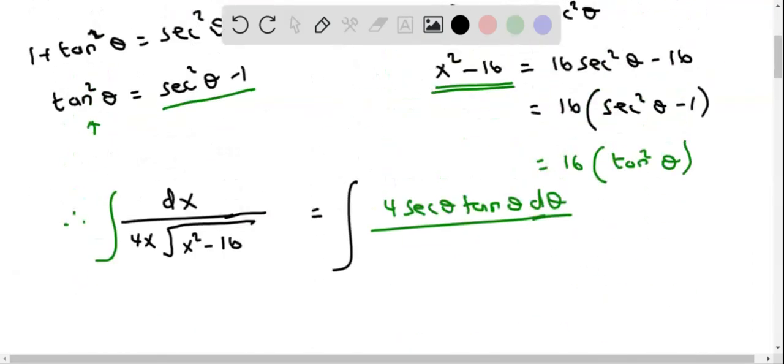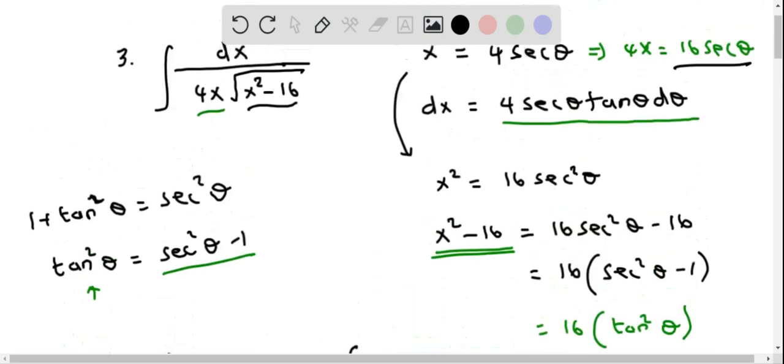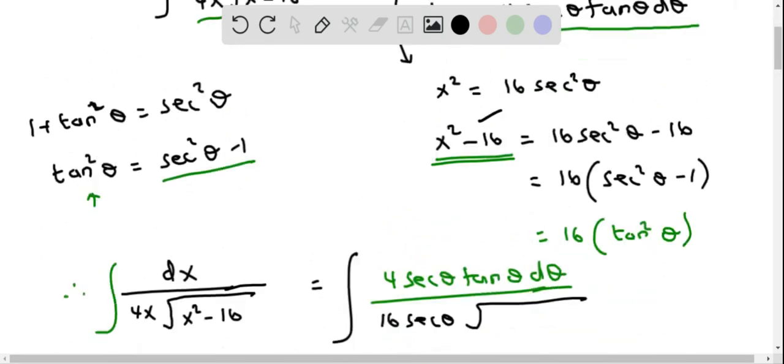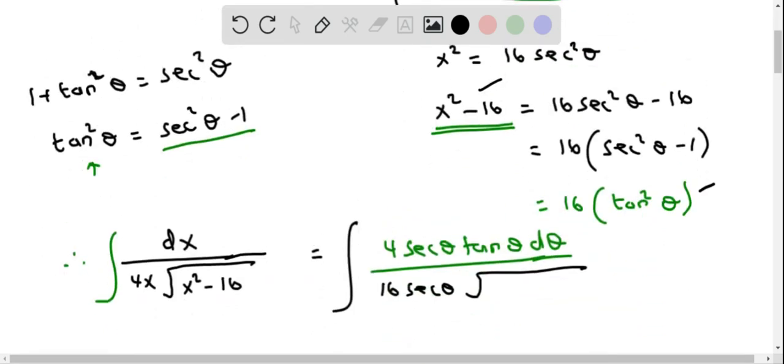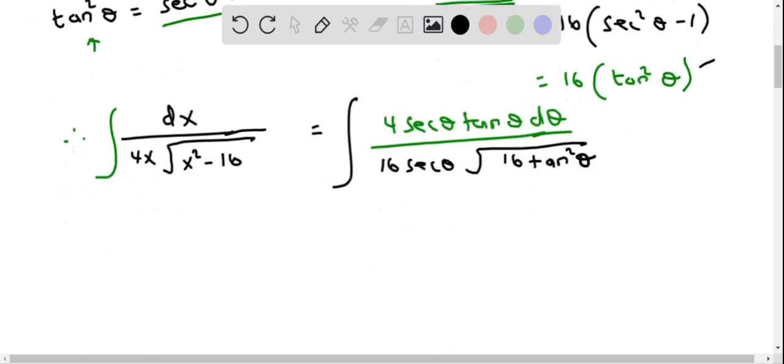So this becomes 16 times secant theta, and then the square root of, replace x squared minus 16 by 16 times tangent square theta. So this is 16 times tangent square theta. Now let's simplify this and evaluate this integral.